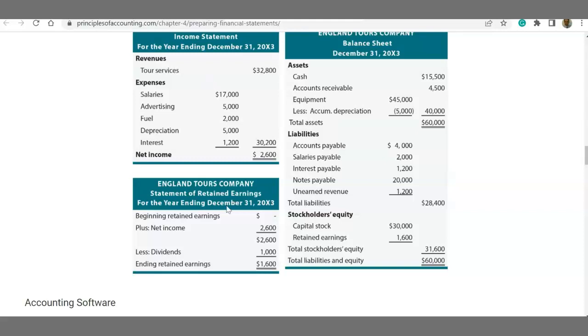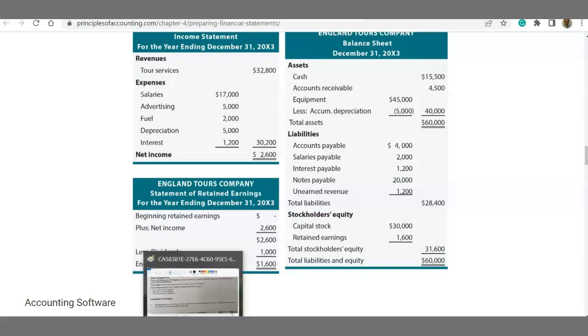Any questions on the income statement and statements of retained earnings, please? No one? Okay. Very good.